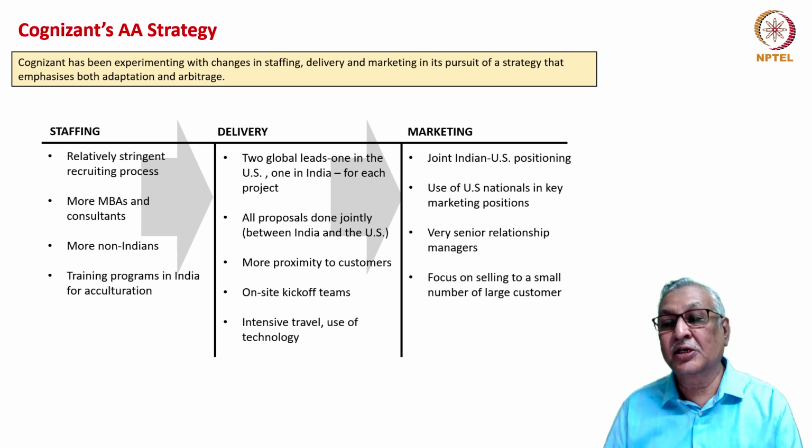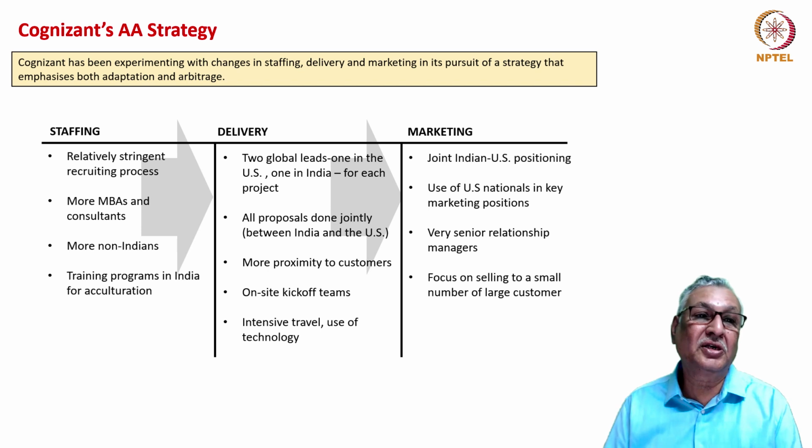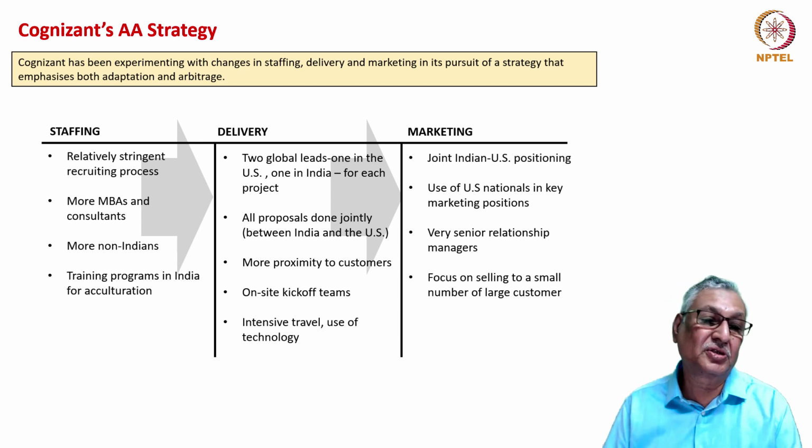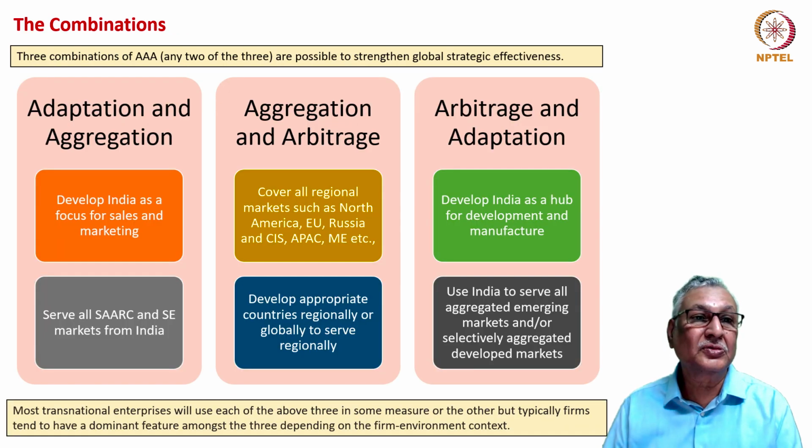Marketing was part of joint India-US positioning. Use of US nationals in key market positioning was a key attribute of Cognizant's local presence. They had very senior relationship managers, and there was focus on selling to a small number of large customers. That is how Cognizant achieved its AAA strategy.